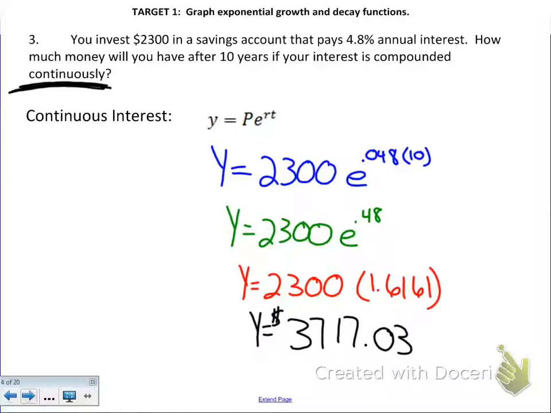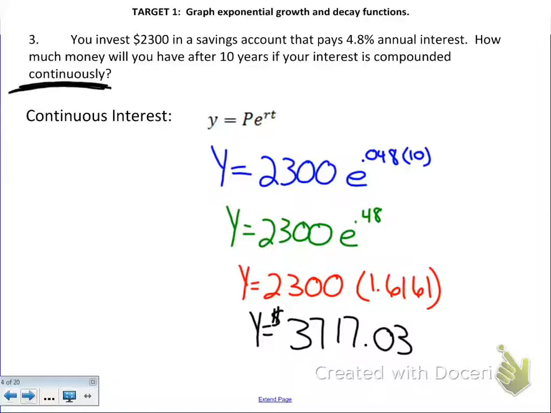Okay, plugging everything in. Again, our P stands for principal, what we start off with. E is that irrational number we've talked about in this unit. And then our rate is 0.048, because again, we moved the decimal place over 2 places. And then our time in this case is 10 years.